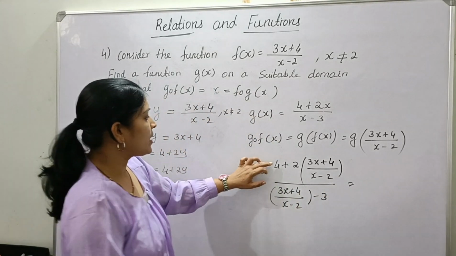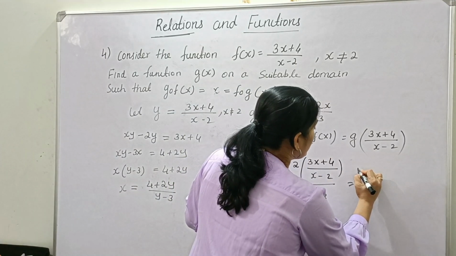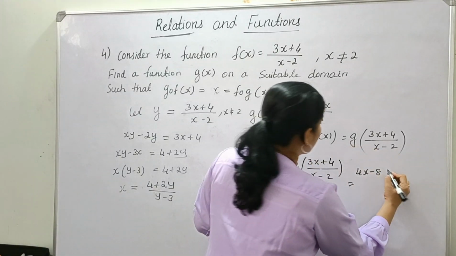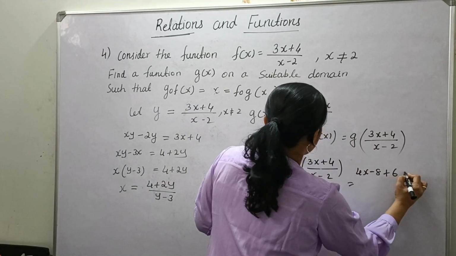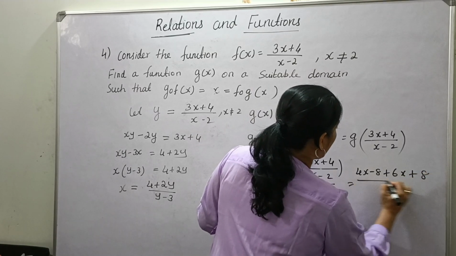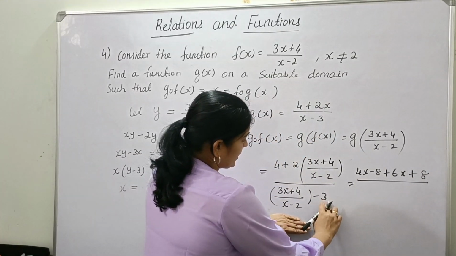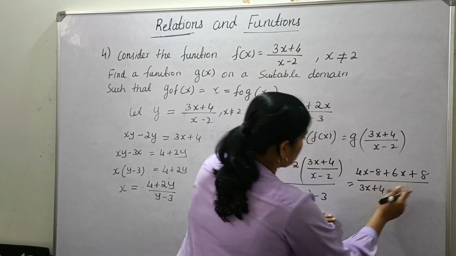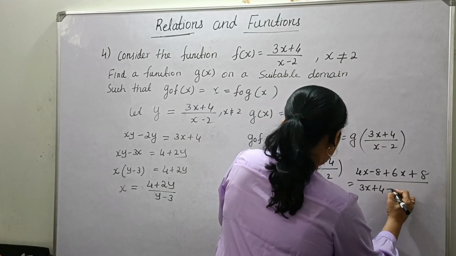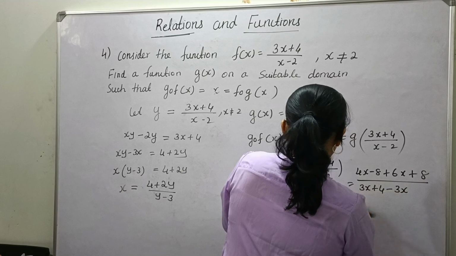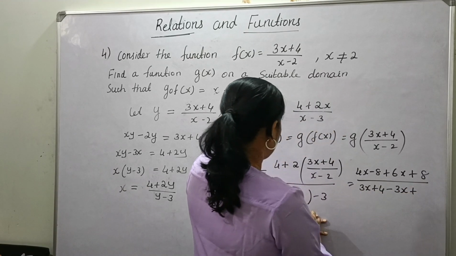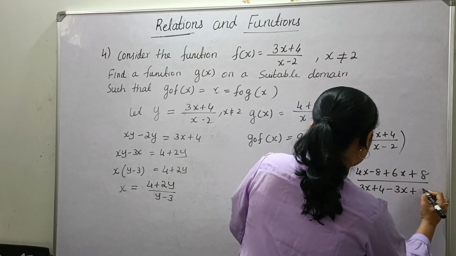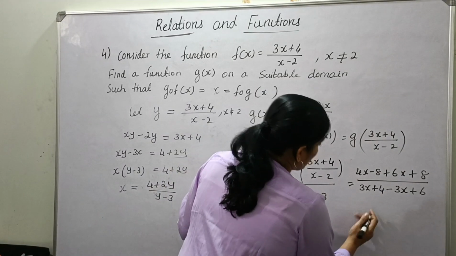Now let us simplify this one. Take LCM. It will become 4x minus 8, and multiply these two to each term inside the bracket, plus 6x plus 8, divided by, here also take LCM, so 3x plus 4 minus 3x plus 6, right?